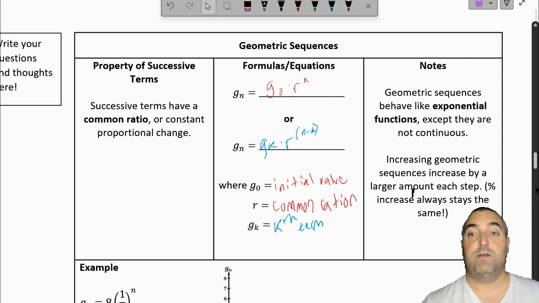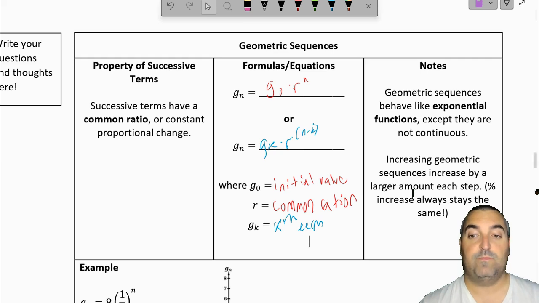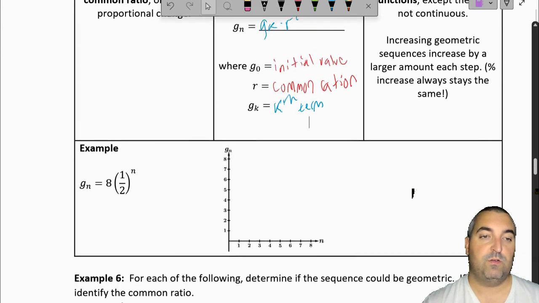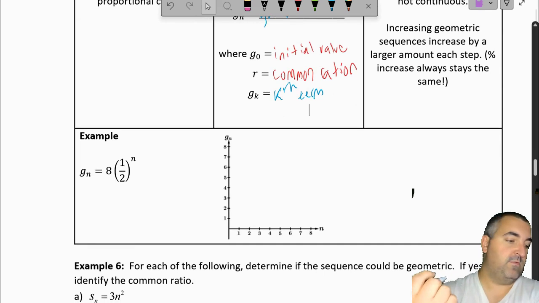Now, geometric sequences behave more like exponential functions, except again, they are not continuous. They're just made up of points. Increasing geometric sequences increase by a larger amount each step, but the percentage that they're increasing always stays the same. You're going to see here what I mean by that. So here's an example of a geometric sequence.